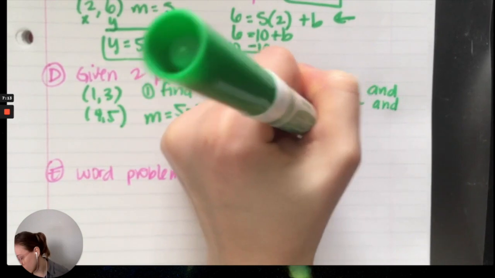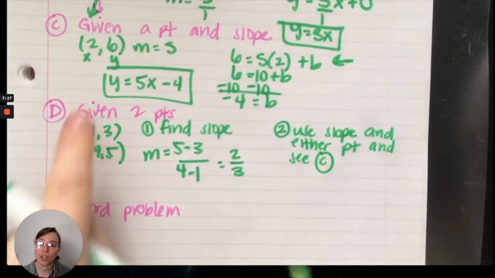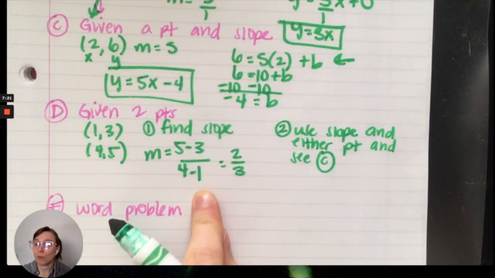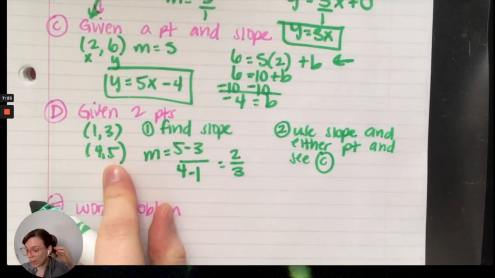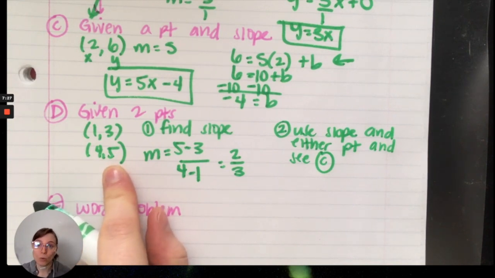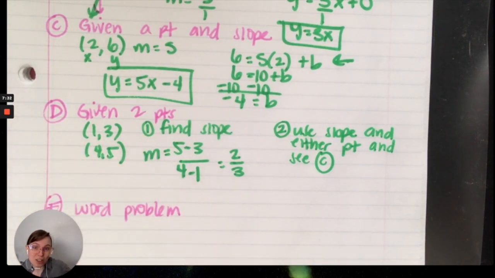Okay, the goal here is, let's go back to C. Given a point and slope. Wait, we know the slope, and we're actually at a golden area. I won't say point, a golden area, because we know 2 points. So pick whichever point you like. 1 and 3 is smaller numbers, so I'll go with 1 and 3.